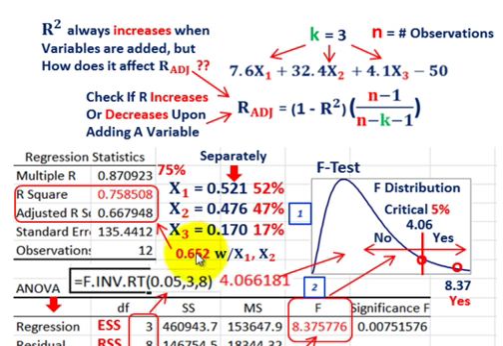Had we gone down below 0.65, say we're down at 0.60 or something, then we'd be going in the wrong direction here, and adding that extra variable x3 would not be the proper thing to do.